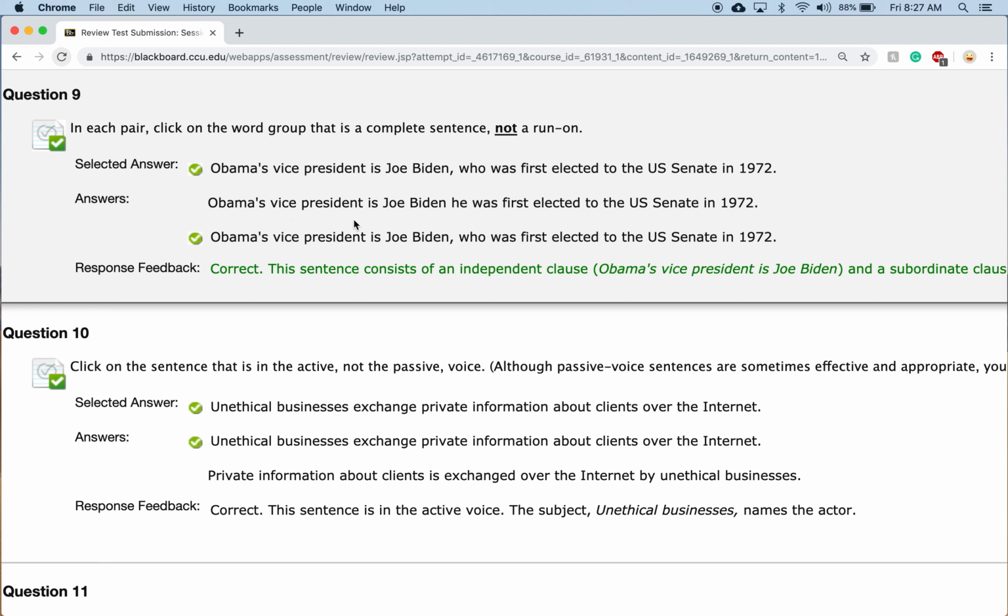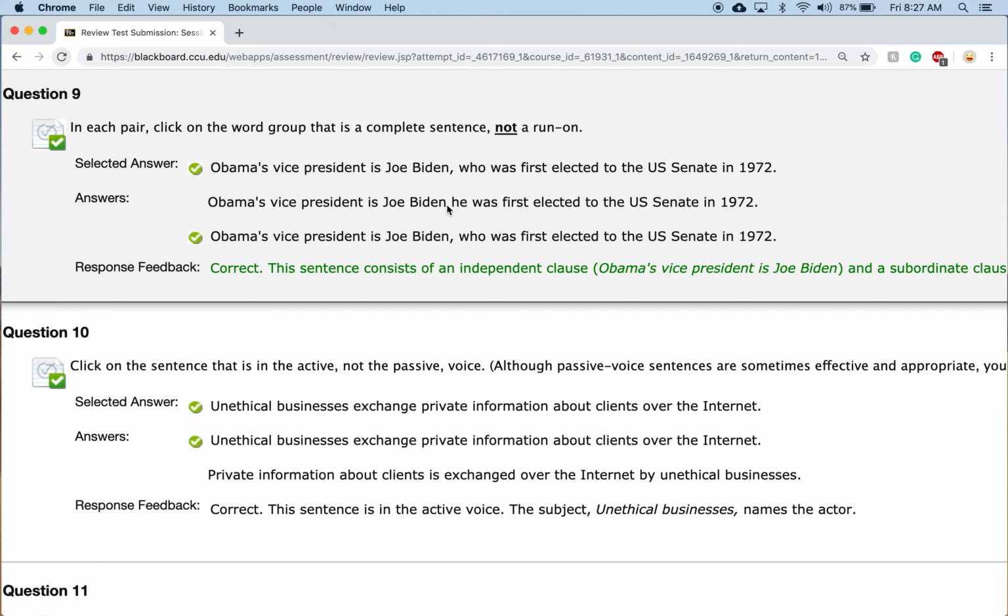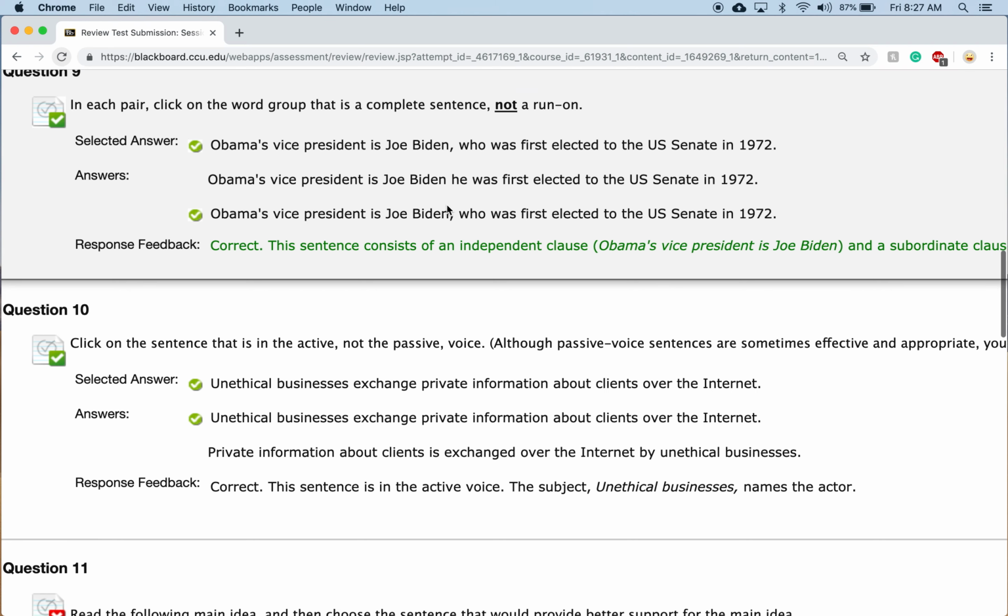Obama's vice president is the subject, is your verb, Joe Biden is your direct object. There needs to be a period here or a semicolon. A semicolon means you have 2 complete sentences on each side of the semicolon. So he is your subject, was is your verb, and then the sentence keeps going. So 2 complete sentences, you cannot just have nothing. You have to have a semicolon or a period.